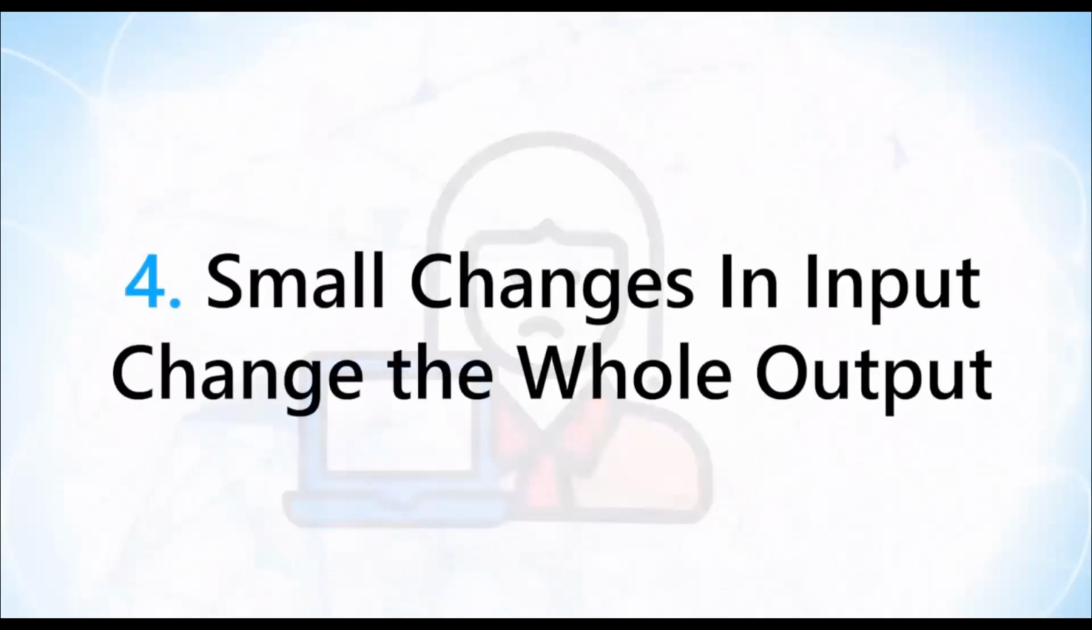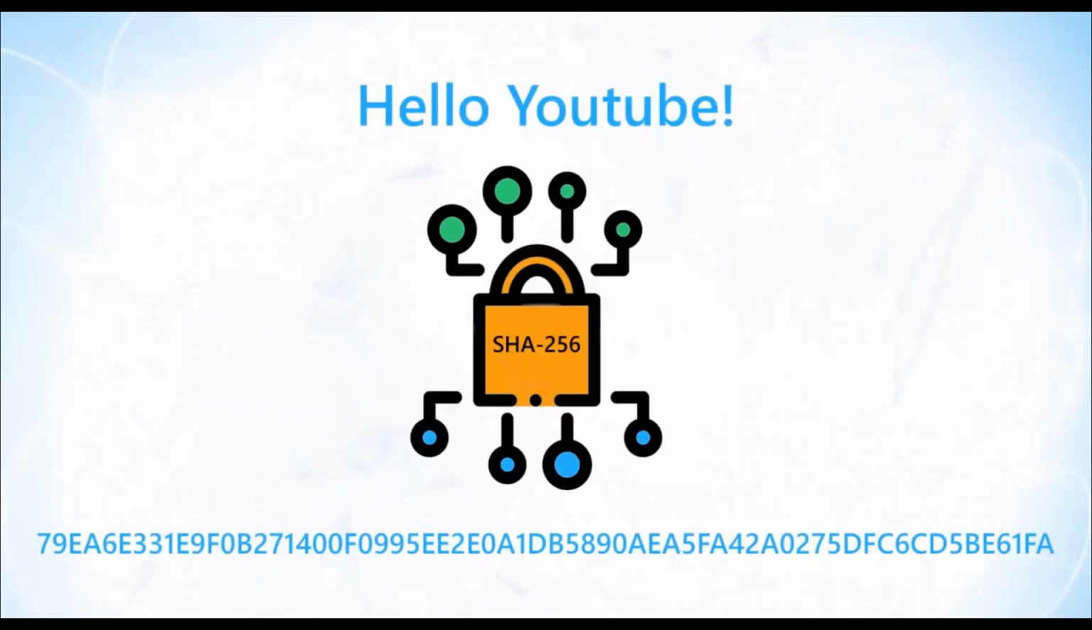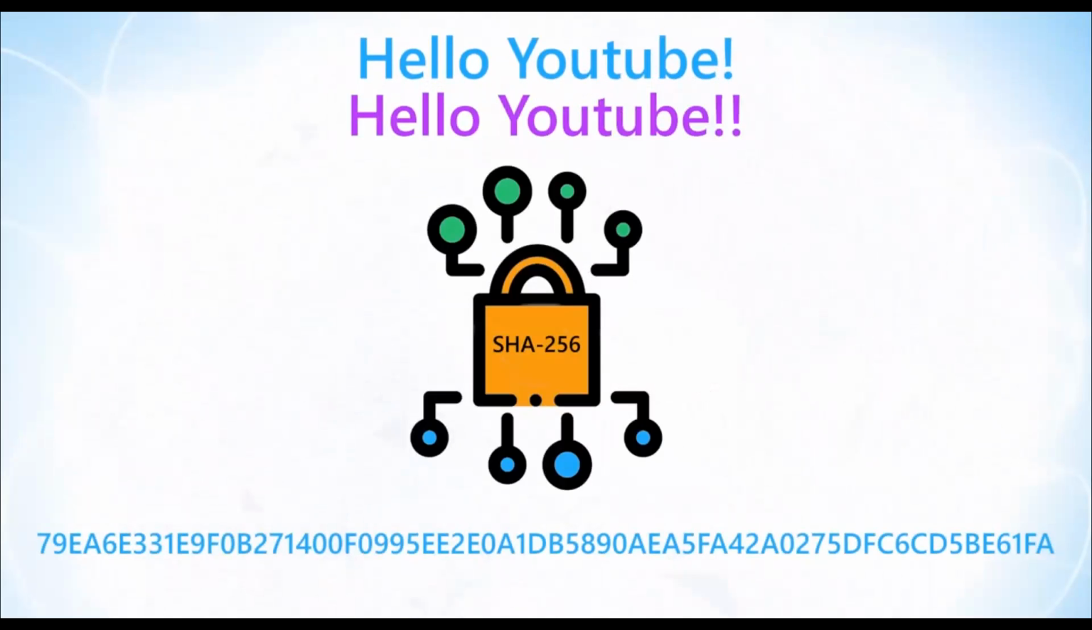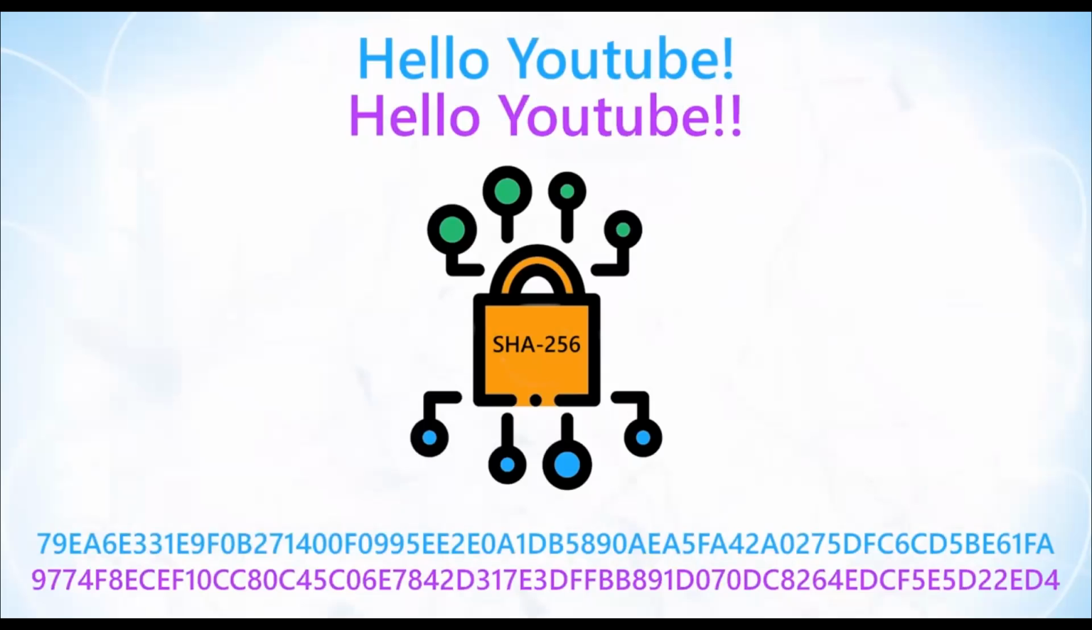Property 4, a small change in the input changes the whole output. Even the smallest change in input must have huge ramifications on the output. This is a critical function that aids in making the function pre-image resistant.